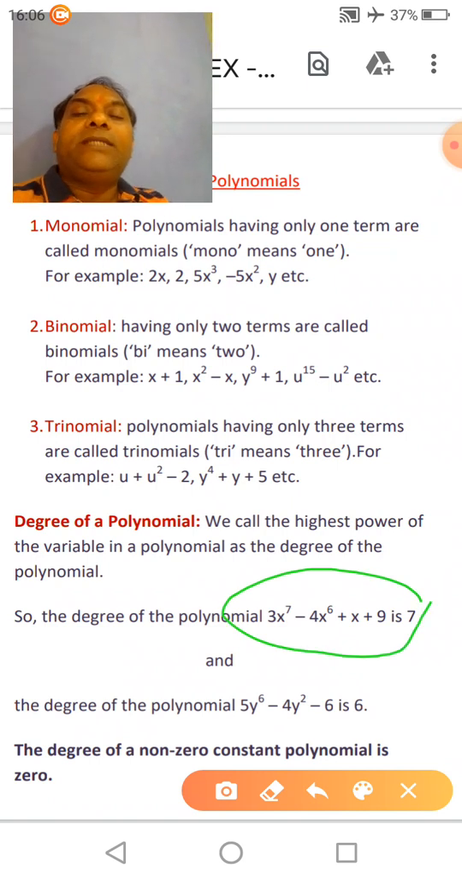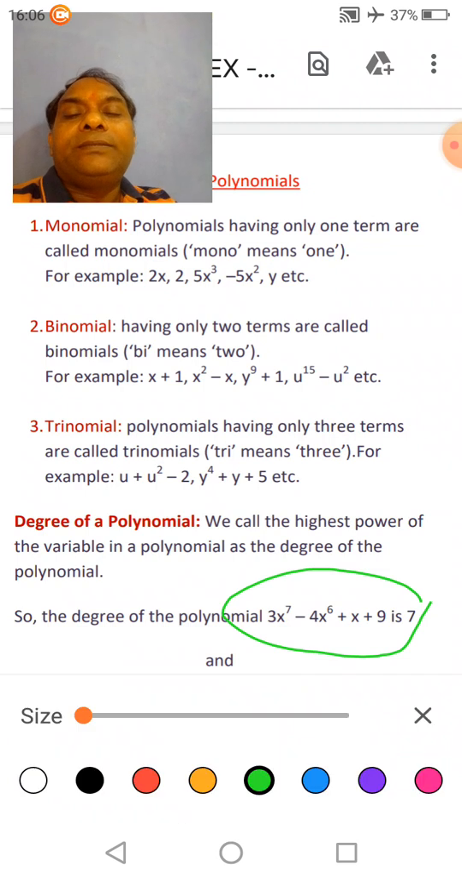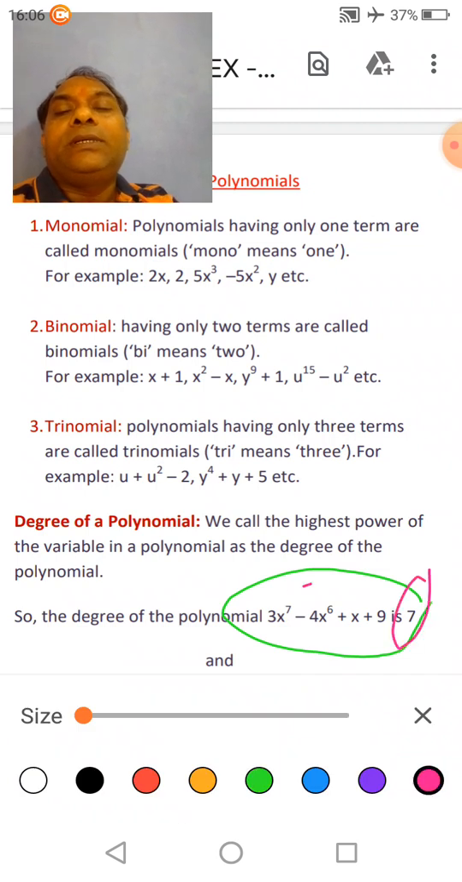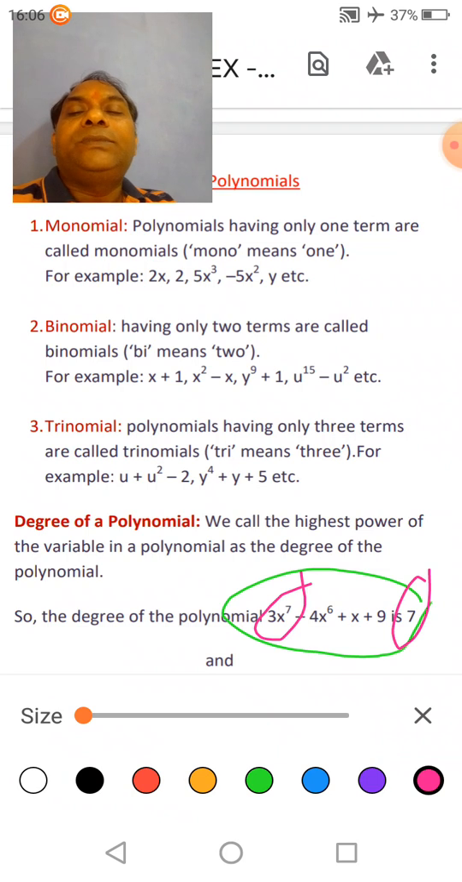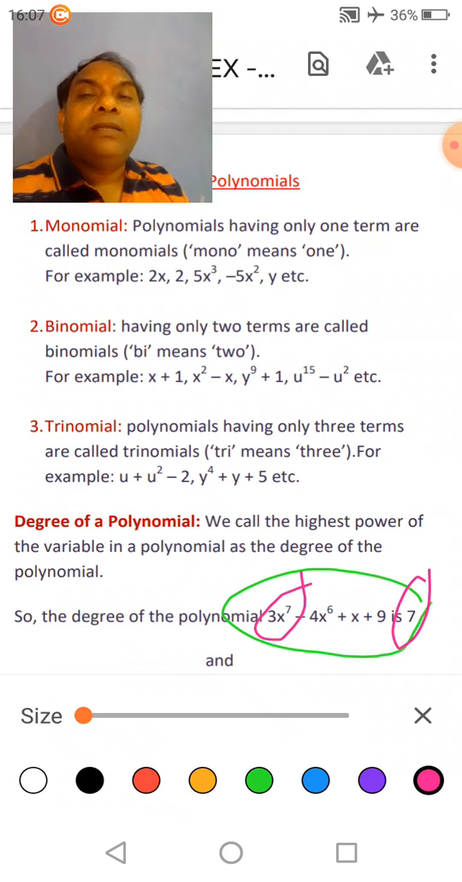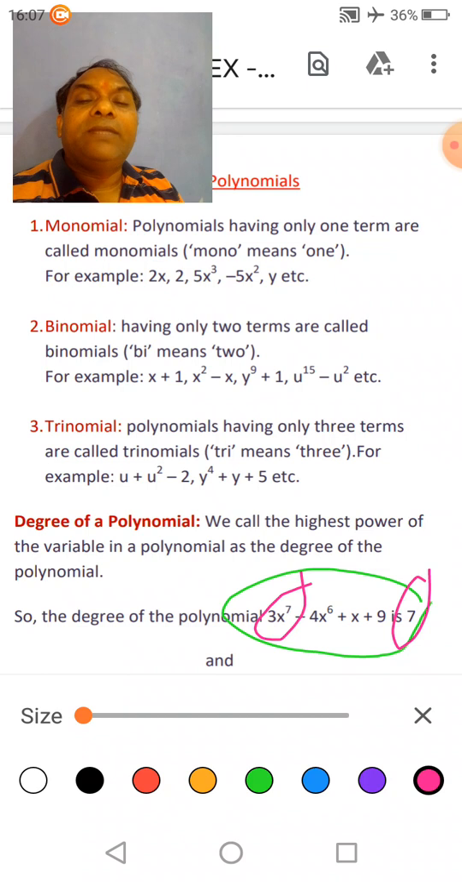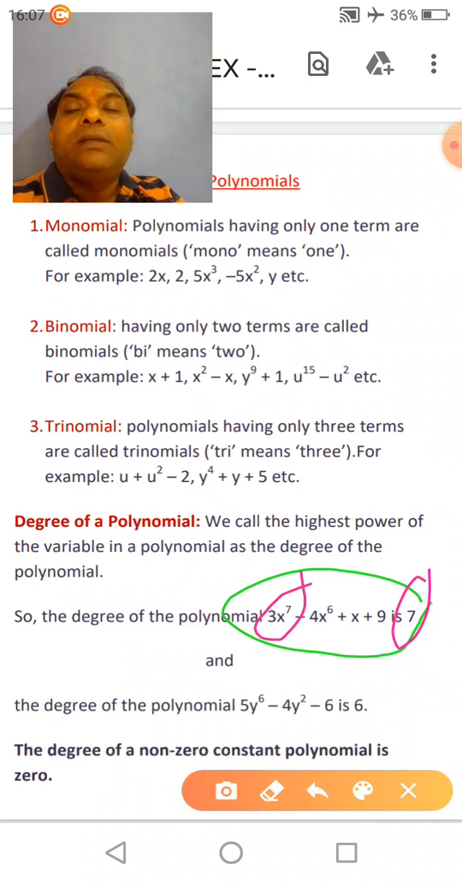See here. The given polynomial is 3x to the power 7 minus 4x to the power 6 plus x plus 9. So its degree will be 7 because of the highest power of the variable. Here the variable is x. So the highest power of x is 7. So the degree of the polynomial will be 7. Clear? Next example.